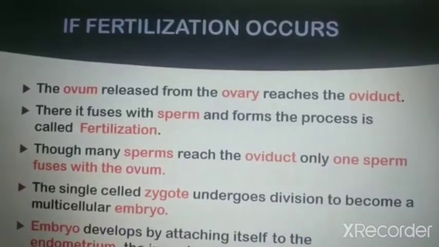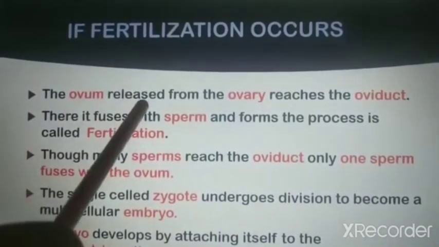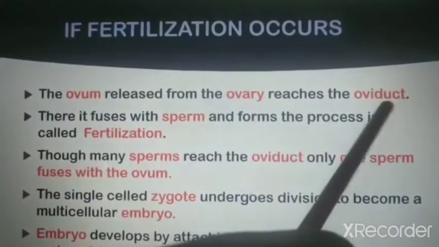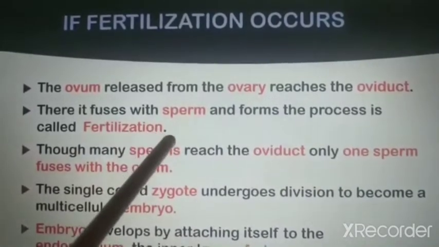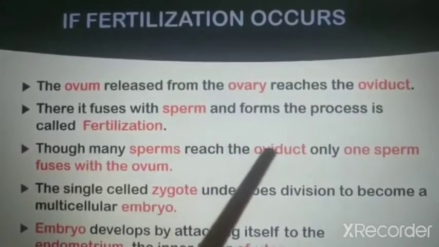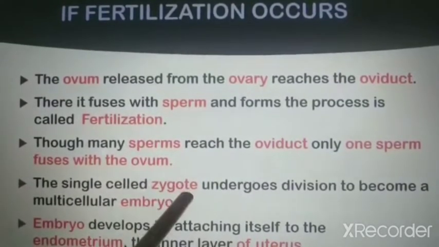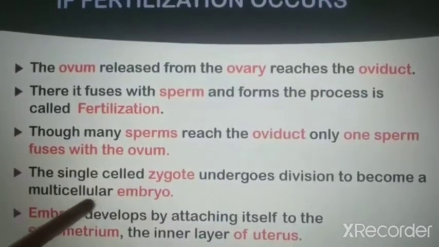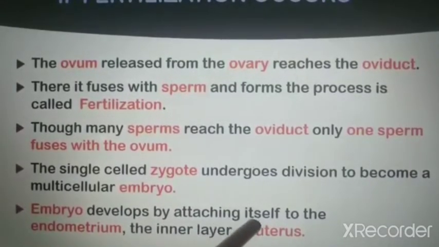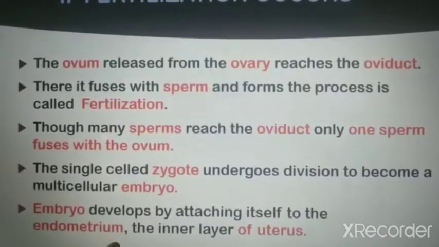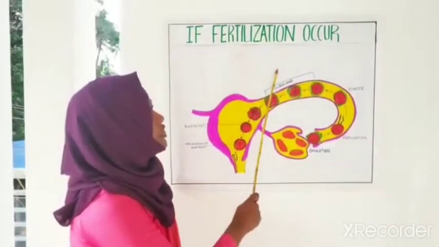So we can go through if fertilization occurs in detail. The first point, the ovum released from the ovary reaches the oviduct. There it fuses with sperm and forms a zygote. The process is called fertilization. Though many sperms reach the oviduct, only one sperm fuses with the ovum. The single-celled zygote undergoes division to become a multicellular embryo. And the last point, the embryo develops by attaching itself to the endometrium. What is endometrium? The inner layer of uterus. So, this is the overview if fertilization occurs.